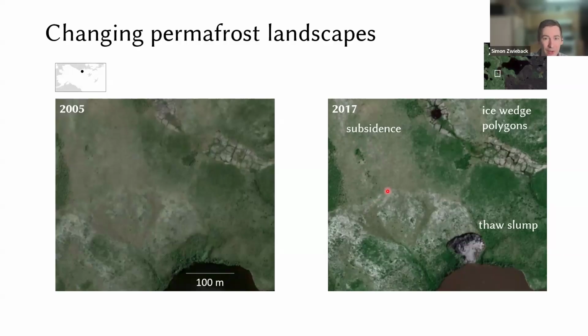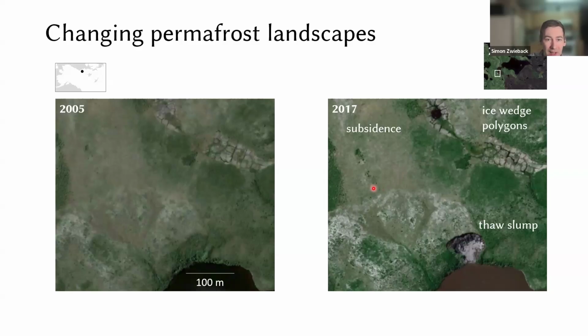But again, it's a different type of ground ice than what actually drove the thaw slump and what drove the degradation of these ice wedge polygons. So ground ice is a major component of how this landscape is changing. And permafrost more generally is a major driver of how this landscape is changing.